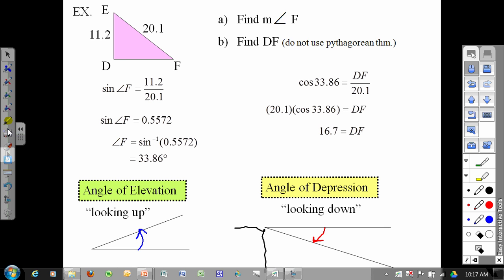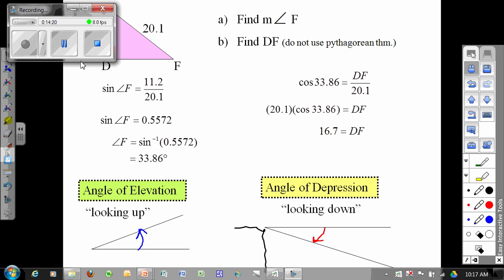That's it. That's the last section of Chapter 9. Congratulations, you made it.